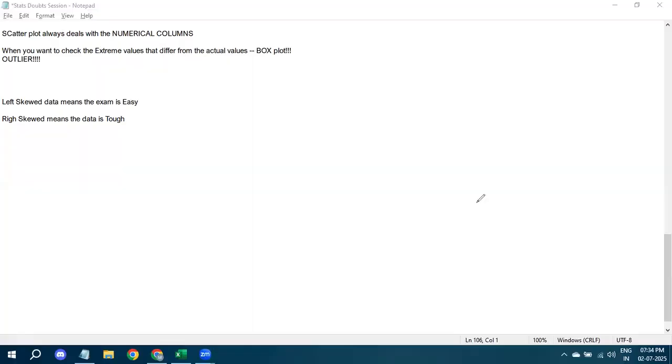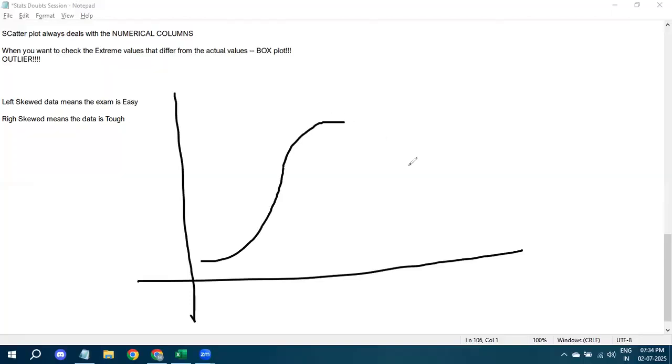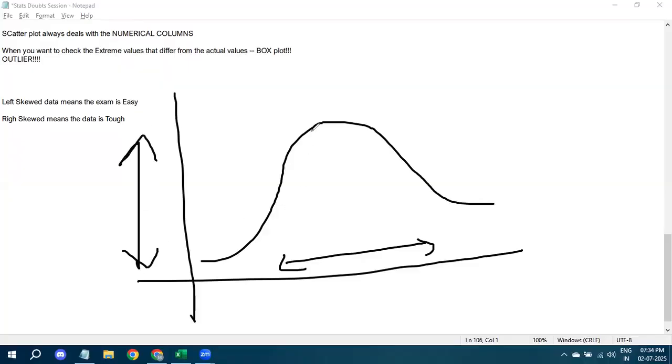Sir, skewness and kurtosis are similar or not? No, no, no. That is what I'm talking about. Skewness is talking about the distribution of the data, how my data is spread from left to right. Whereas kurtosis talks about the height of the peak. What is the height of my particular peak? Height in the sense the head of this one.